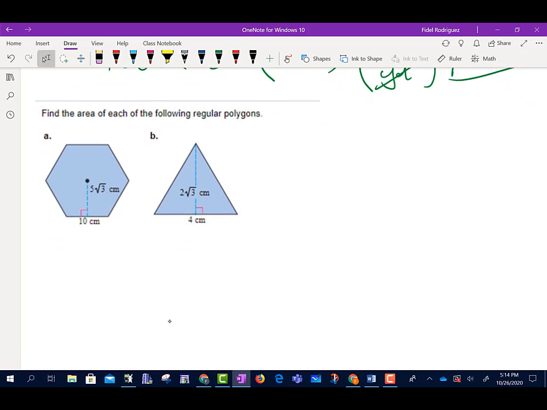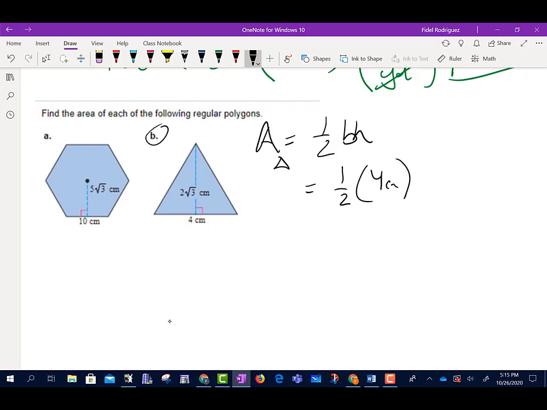All right. So the next problem we have here is asking us, can we find the area of the regular polygons? I bet you we can. I'm going to do part B first because part B is going to be easy breezy cover girl. So remember, the formula for the area of a triangle is 1/2 the base times the height. Okay. So this is going to be 1/2. The base is 4 centimeters times the height, which is 2 square root of 3 centimeters.